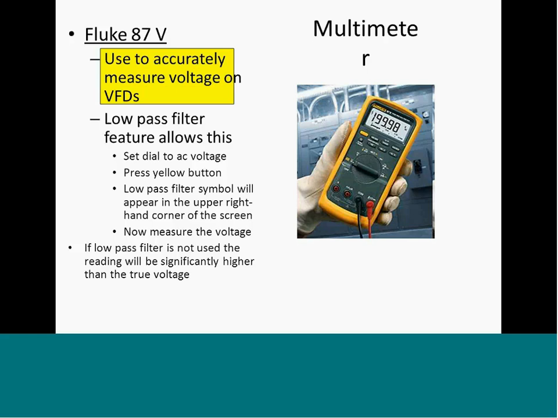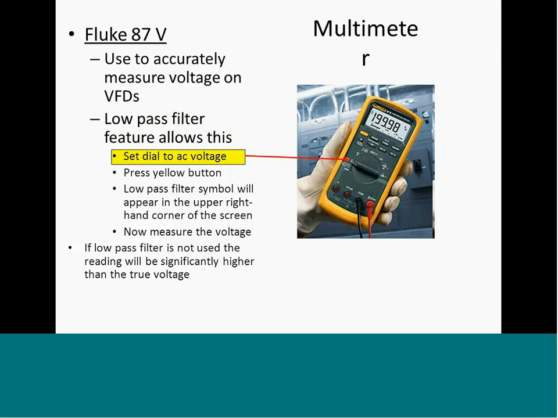Okay? If you were to put this on AC voltage and stick it on the outside discharge of your drive, it would probably read close to 100 volts more than what your motor is actually seeing, because it's measuring the whole square. Okay? When you press that low-pass filter button, which is something special on this multimeter, it's going to sort out or only look at what the motor is seeing.